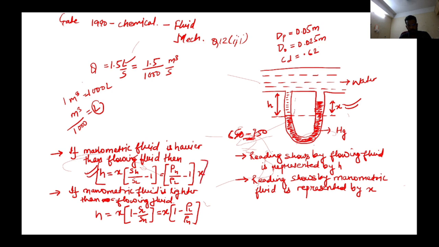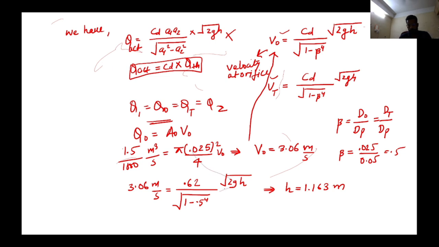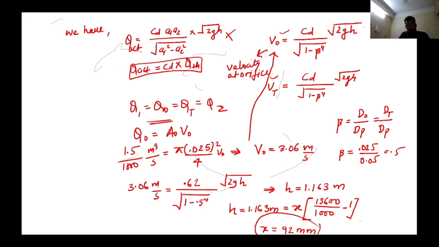Put this value of h in this equation. Let's see what will come. So h is equal to 1.163 meter. We need to find x, with heavier fluid density upon lighter fluid density minus 1. So x will come 92 mm.